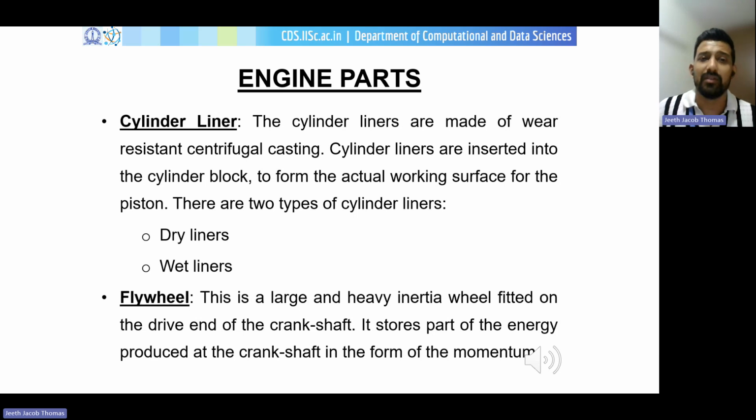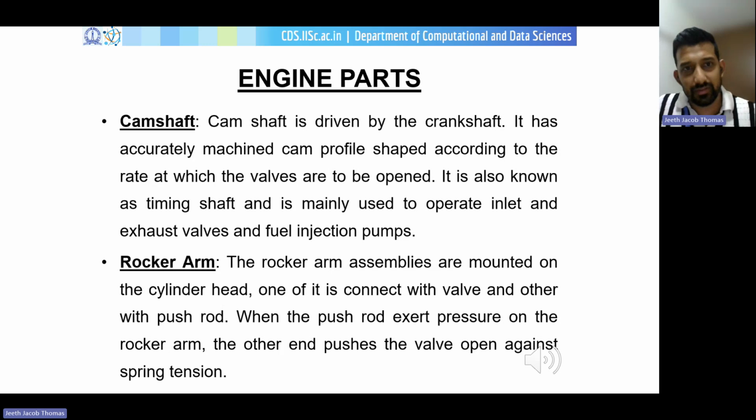Flywheel. A flywheel is a large and heavy wheel fitted on the drive end of the crankshaft. It stores parts of the energy produced at the crankshaft in the form of momentum. And a camshaft is different from the crankshaft. This is driven by the crankshaft and it's an accurately machined cam profile, shaped according to the rate at which the valves are to be opened. There is also the rocker arm.